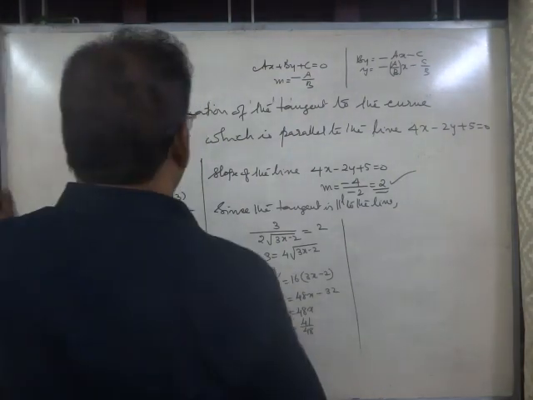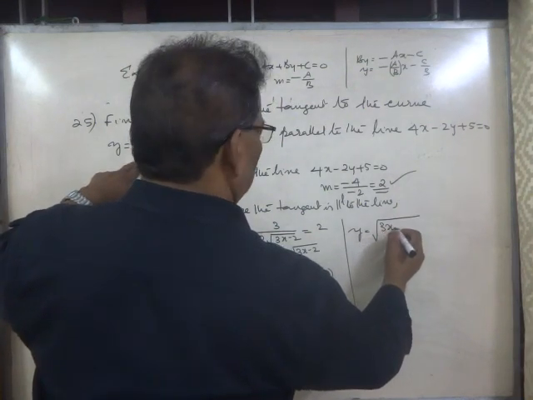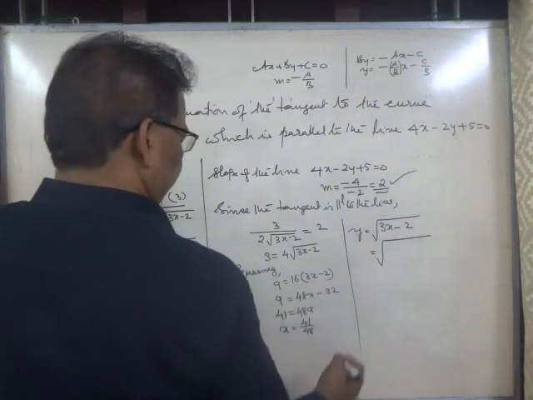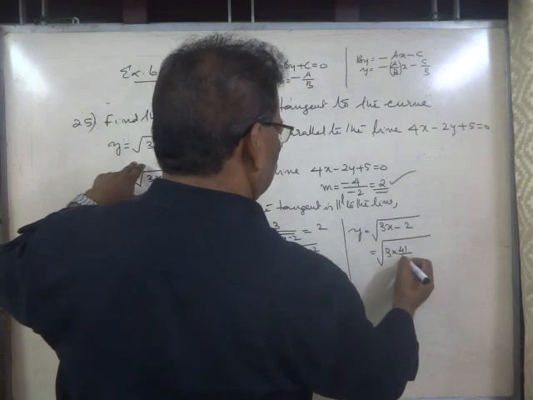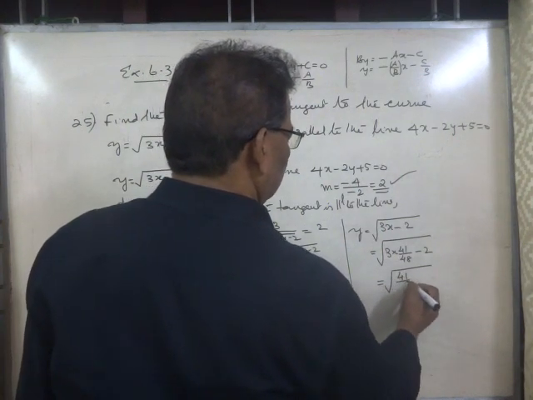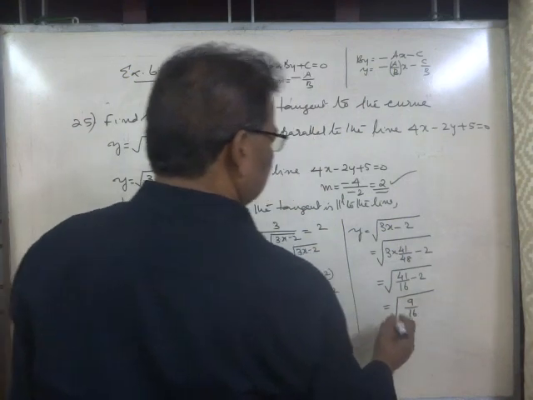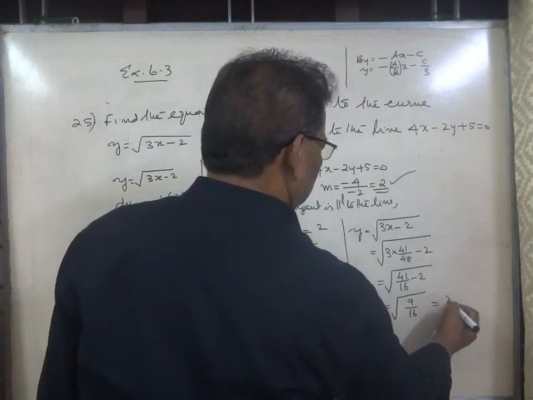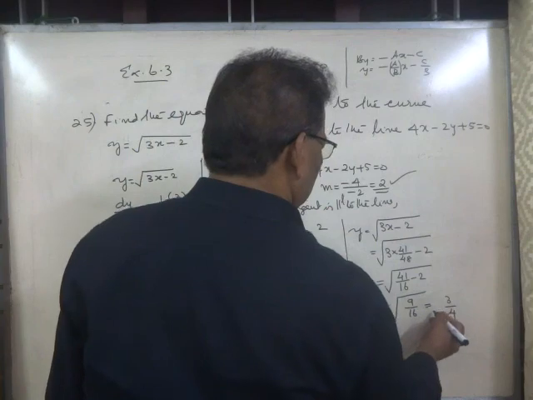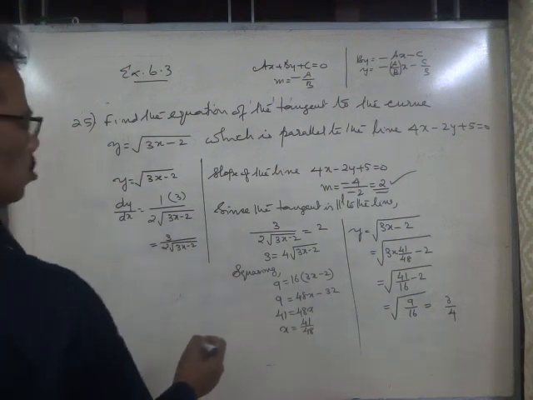To find y, we shall put it here. y is equal to root of 3x minus 2, that's equal to square root of 3 into 41 by 48 minus 2, that is root of 41 by 16 minus 2, that is root of 9 by 16, that's equal to 3 by 4. Answer.